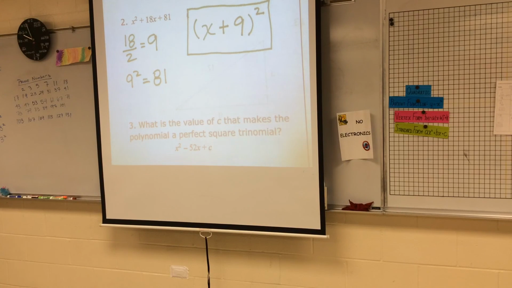Are there any questions on identifying perfect square trinomials? Number 1 and number 2. All right. Number 3.